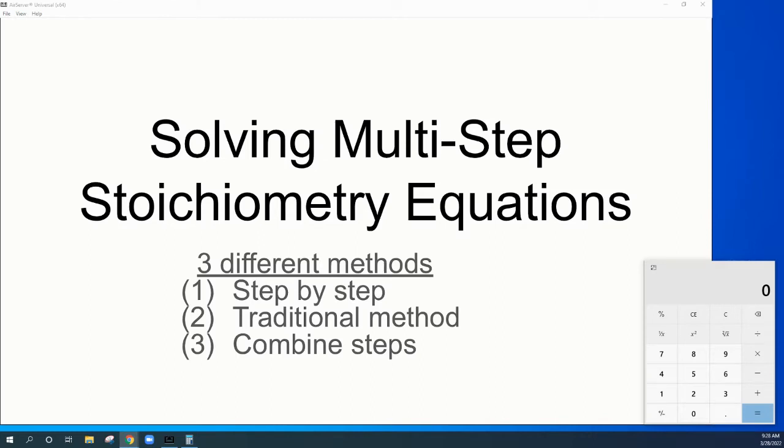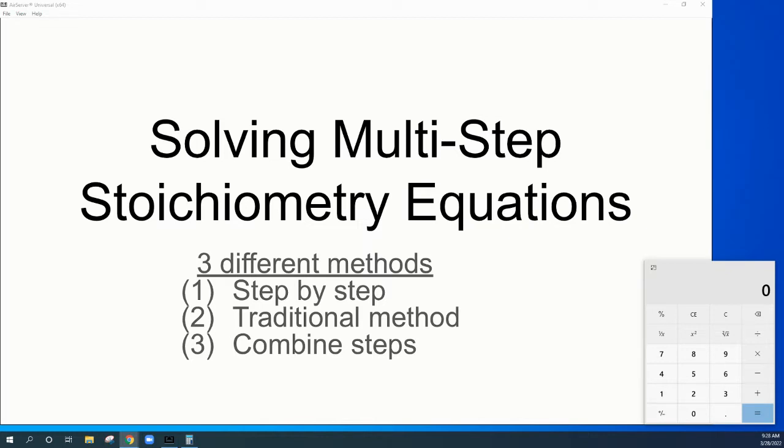Okay, so this video is meant to show you guys how to solve multi-step equations for stoichiometry. Hopefully by now you've struggled with this a little bit, you've practiced a little bit, but I want to give a formal video for people who are still struggling. So I'm going to show three different methods.